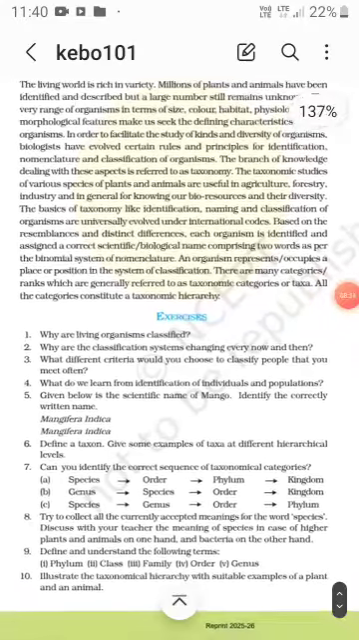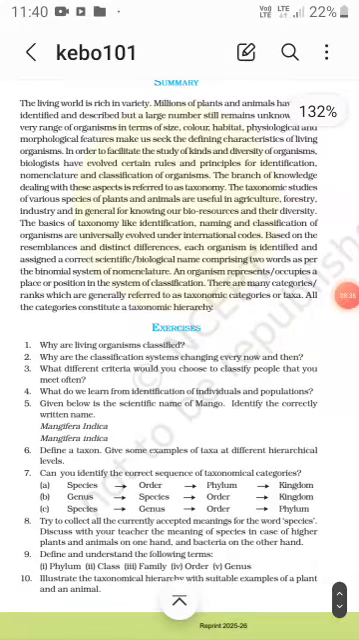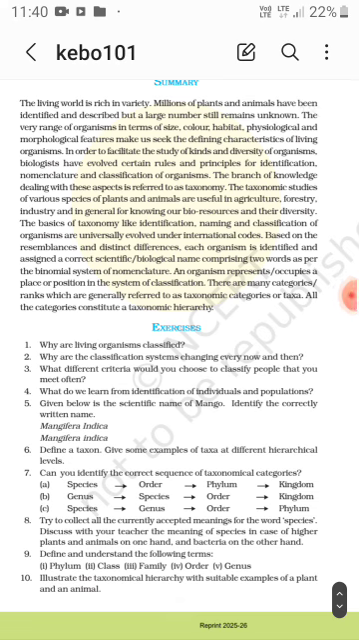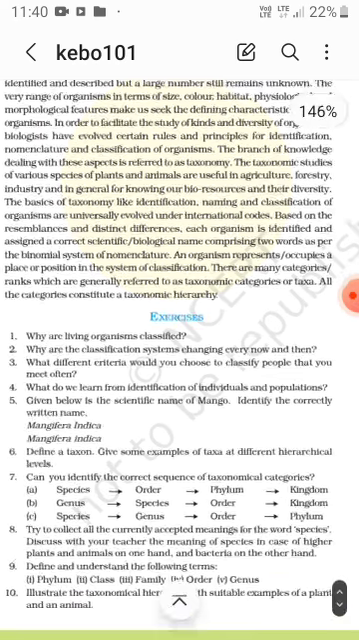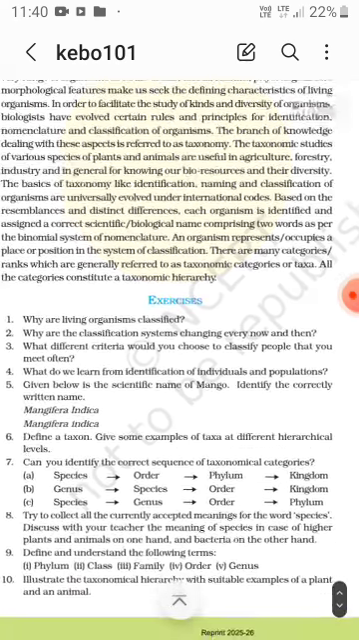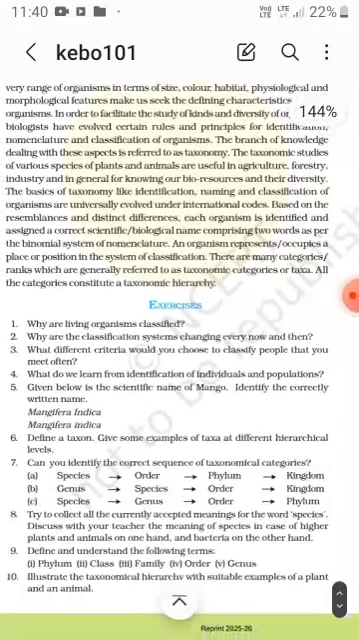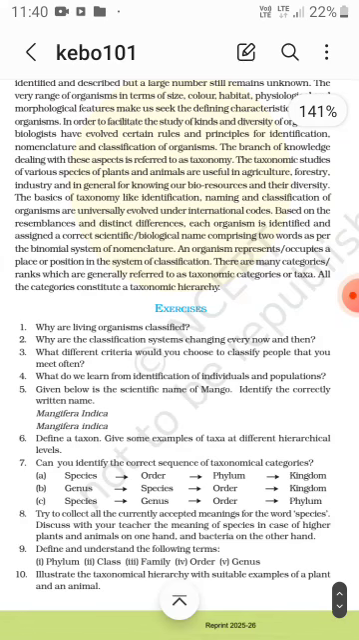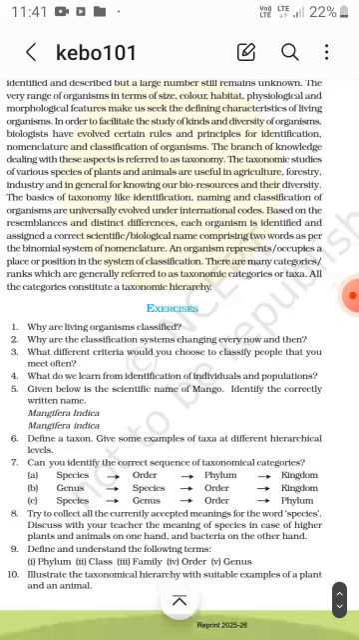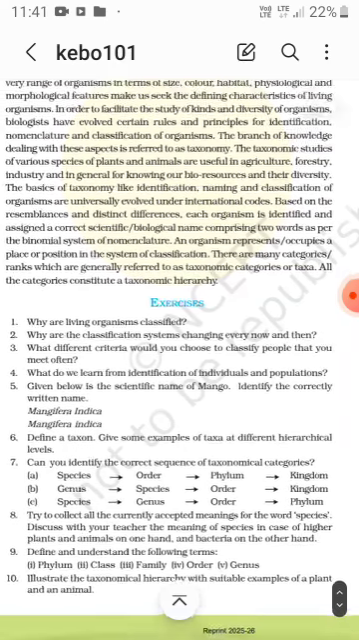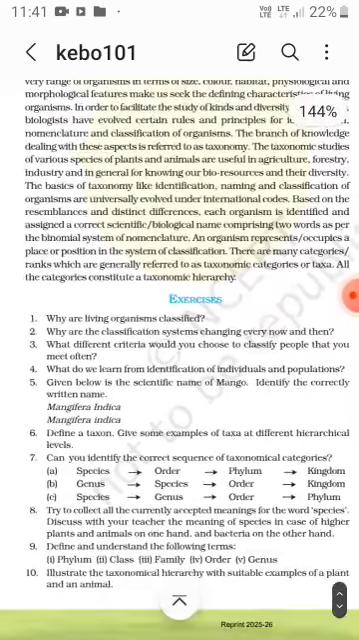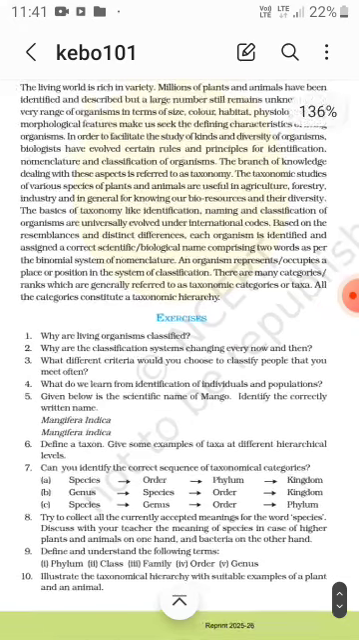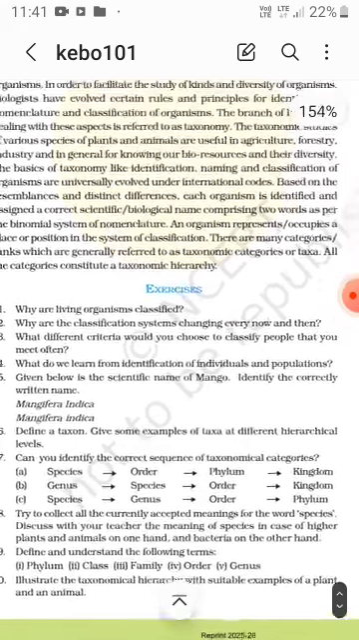Why are living organisms classified? Why are classification systems changing every now and then? What different criteria would you choose to classify people that you meet often? What do we learn from identification of individuals and populations? Given below is the scientific name of mango. Identify the correctly written name: Mangifera indica. Second one, define a taxon. Give some examples of taxa at different hierarchical levels.